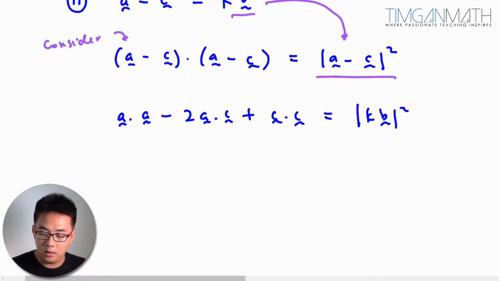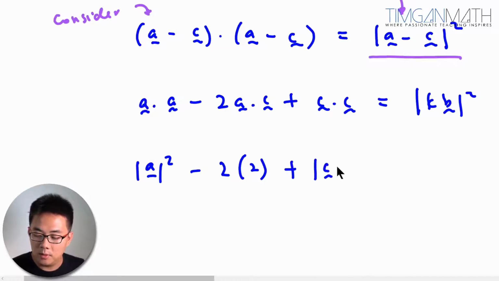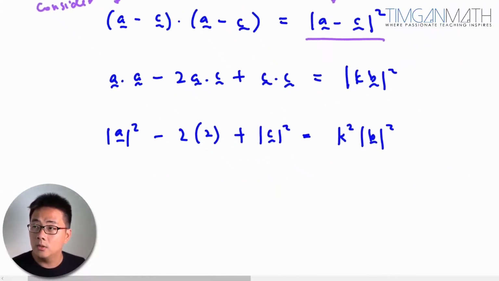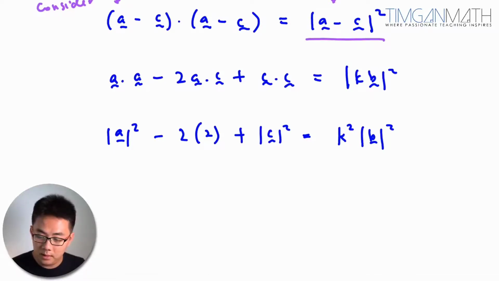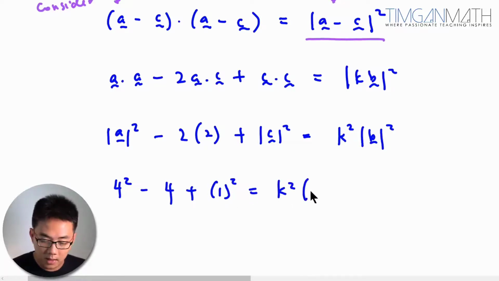So this would be mod K. This is mod A squared minus 2 mod A dot C. A dot C was 2, right? Plus C dot C is mod C squared equals to, you could just square everything on both sides. Once we do that, mod A would just be 4, minus 4, plus C would just be 1 squared, equals K squared, and B squared will be 3.